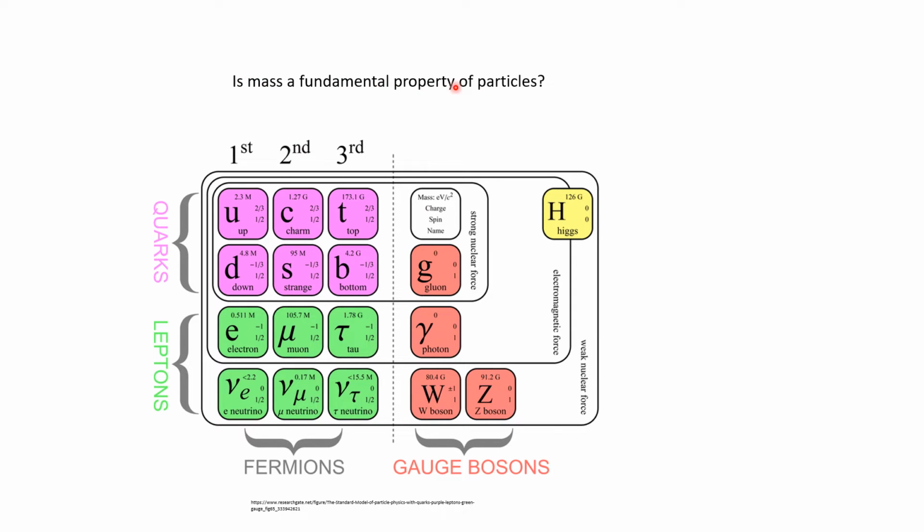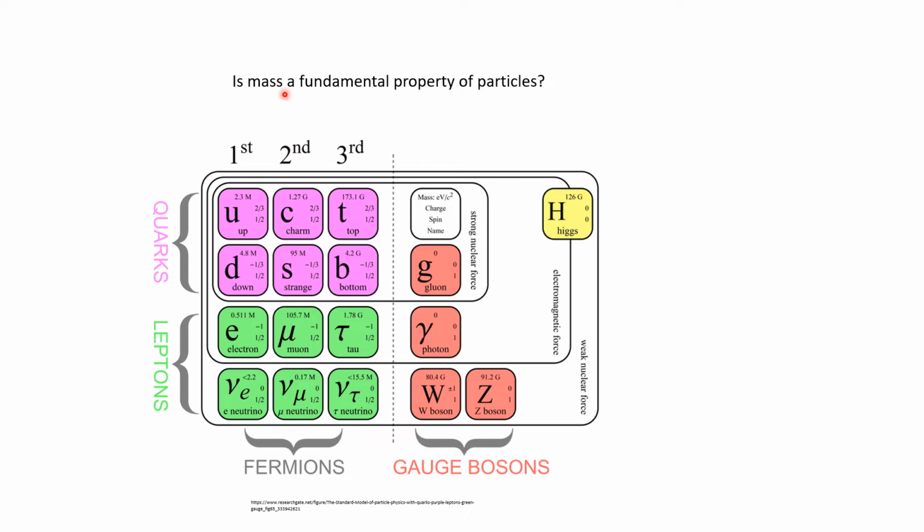Is mass a fundamental property of particles? In the previous slide, we talked about the range of masses of these particles. And I'm sure that when we think of a particle, we automatically assume that, well, it will have some mass. Some particles are heavy, like the top quark and the bottom quark. Other particles are light, like the electron, or extremely light, like the electron neutrino. But if you are a particle, you have mass.